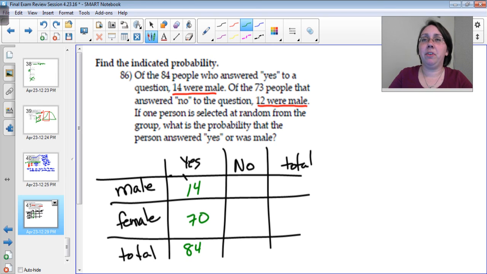So you know 70 were female. That may or may not be relevant. I like to fill out the whole table. That's up to you how much you put in here. You could stop when you have what you need.